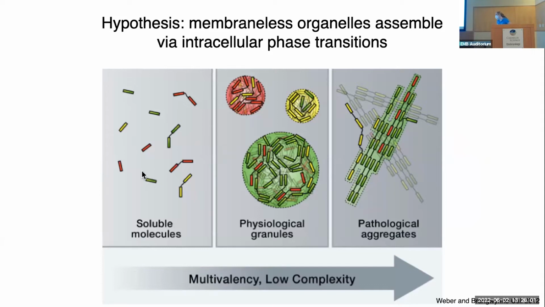So we've got soluble molecules, and if the valency or the low complexity of the molecules is strong enough to hold them together and to overcome this entropic cost of ordering, then they can form these physiological granules, like the germ granules, the stress granules I showed you. And if the intermolecular interactions become too strong, then you can get fibers or solid-like structures where the intermolecular interactions are irreversible. So we hypothesize that biological materials can span this spectrum of material properties.